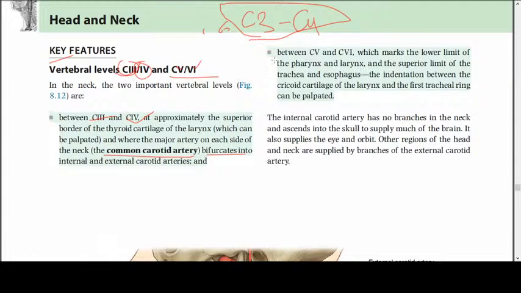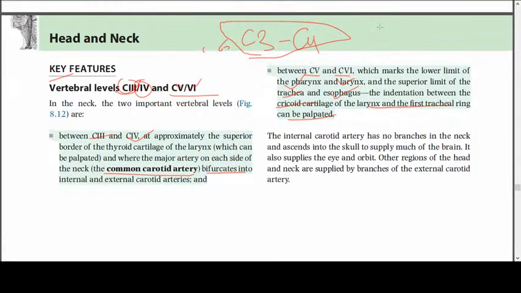The other important vertebral level that we need to remember is C5 and C6, which marks the lower limit of the pharynx and larynx, and the superior limit of the trachea and esophagus, at the junction with the cricoid cartilage of the larynx. Okay, this we need to know. This is a very important point. So C3 and C4, and C6.